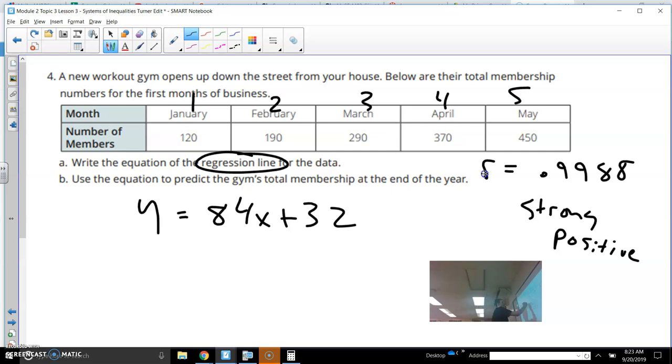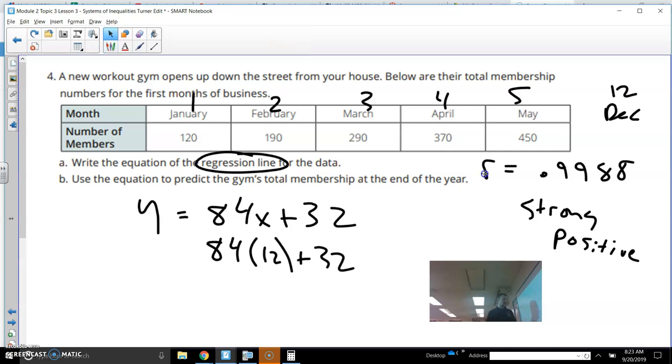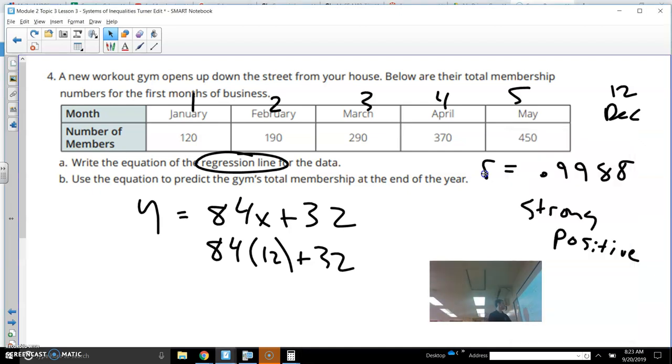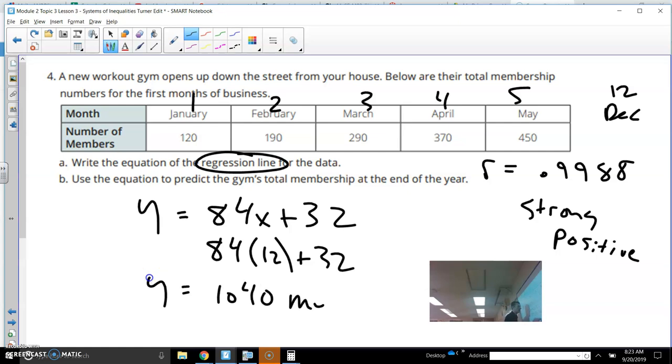So if January is 1, I'm going to jump down here to 12, where it would be December. So the last thing you do, plug in 12 to see what you get. So 84 times 12 plus 32. 84 times 12, 1008. Add 32, it looks like you get 1040. So December would have 1,040 members.